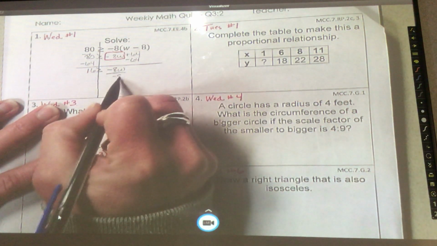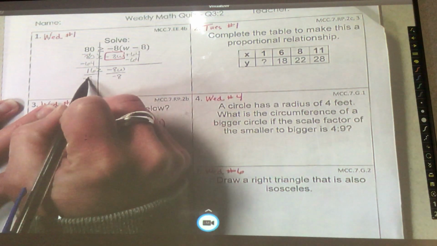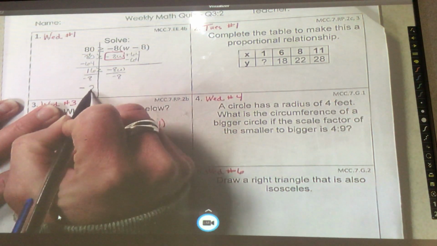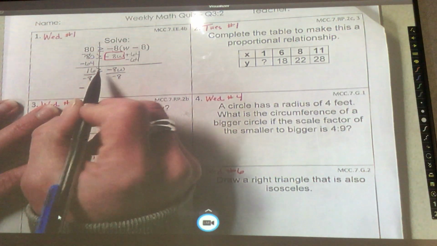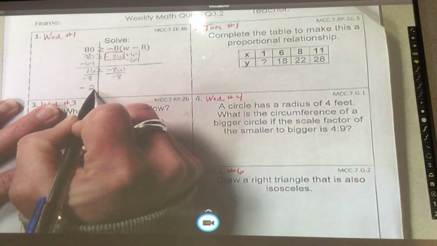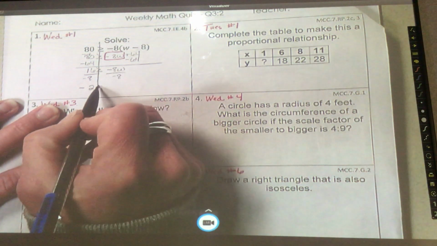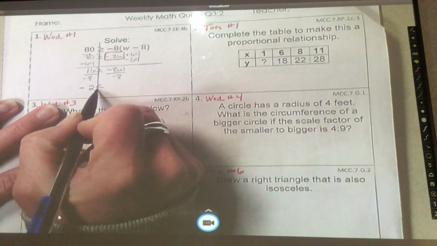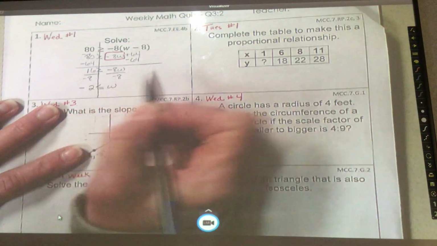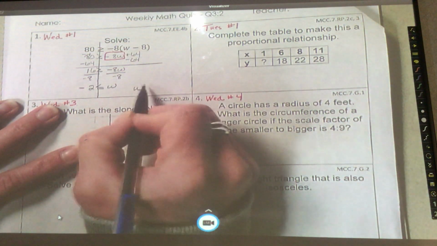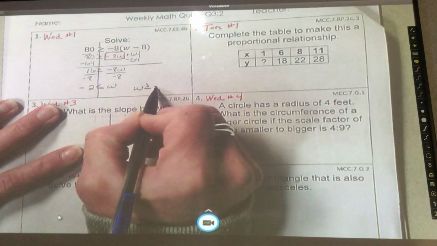Divide by the negative 8. Divide by negative 8. So I get a negative 2. What do I need to do with my sign? Switch it because I divided by a negative, so it becomes less than or equal to W. And then I always rewrite it, W is greater than or equal to a negative 2.